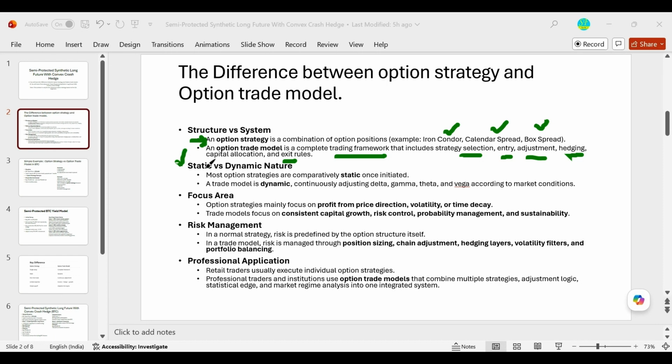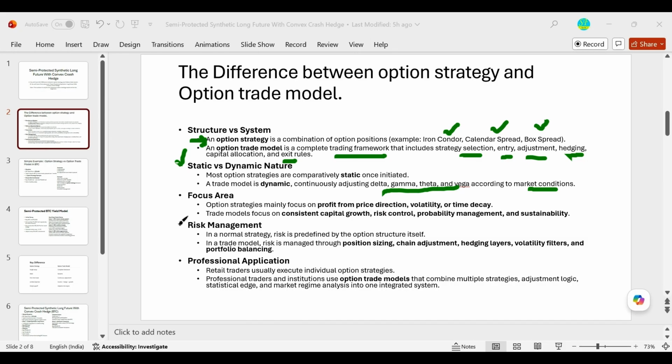Now coming to the next part, the static and dynamic nature. First is the structure. An option strategy is a plain structure. Most strategies are one-time entry, one-time exit, so they are static. Calendar or box spread, all these are static strategies. Whereas a trade model involves continuous adjustments, where you watch your Greeks and change your views according to market conditions.